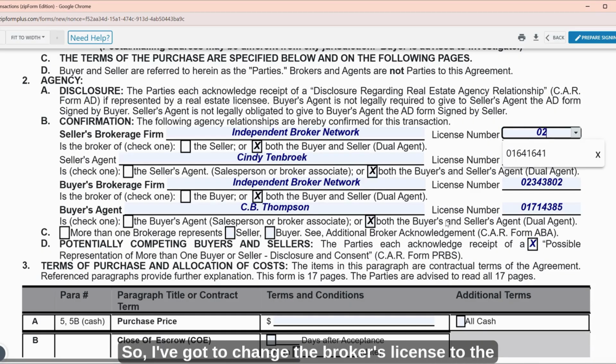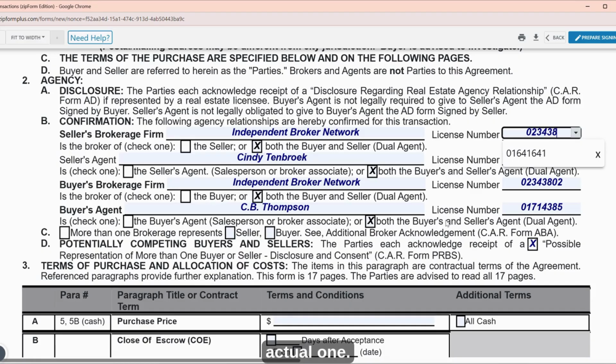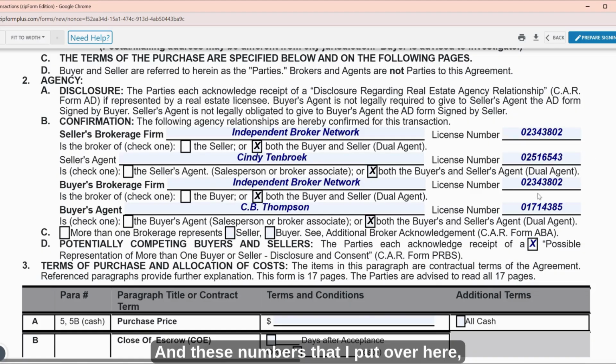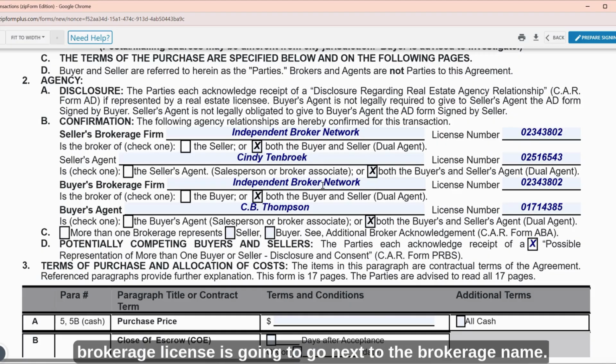So I got to change the broker's license to the actual one. And these numbers that I put over here, this is our actual broker's license for the brokerage. This is my personal license. So the brokerage license is going to go next to the brokerage name. Your own personal license number is going to go next to your name.